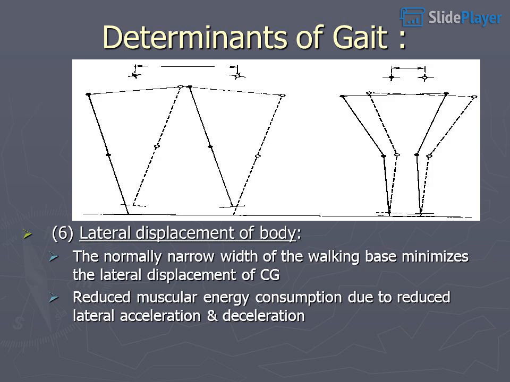Determinants of gait. 6. Lateral displacement of the body. The normally narrow width of the walking base minimizes the lateral displacement of the CG, reducing muscular energy consumption due to reduced lateral acceleration and deceleration.